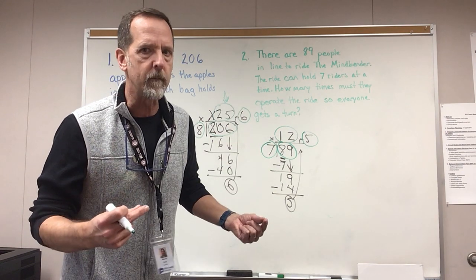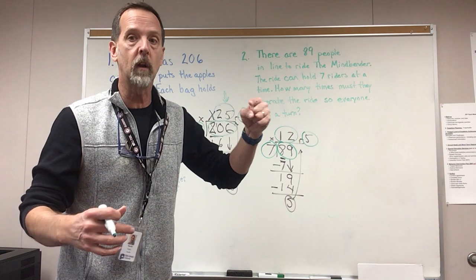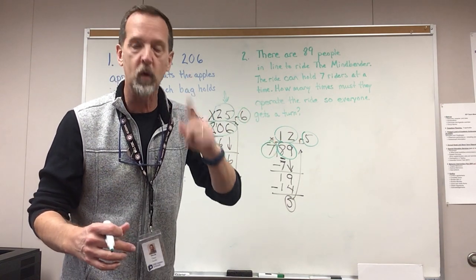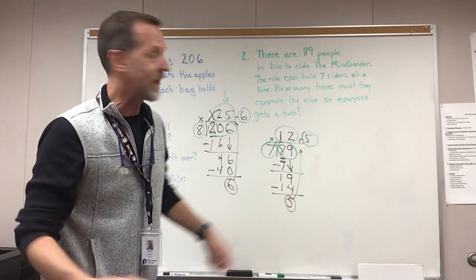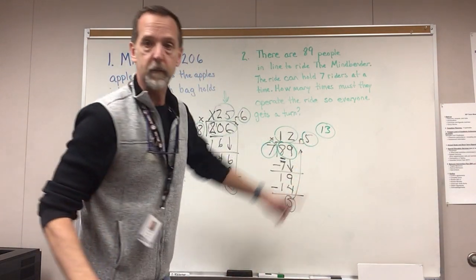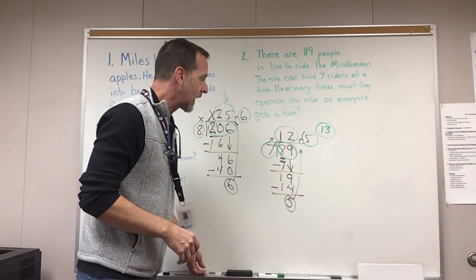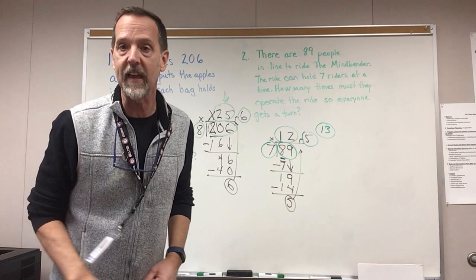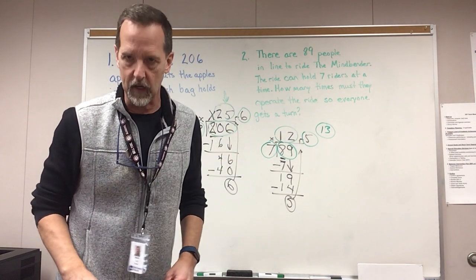Turn number what? They did 12 already when it was full, so they're going to have to go how many more times? They're going to have to go one more time. So that's how many turns altogether? 13. These people are going to go on ride number 13. That's going to be the answer to the question. If they operate it 12 times, it doesn't take everybody. They're going to need to do it 13 times.